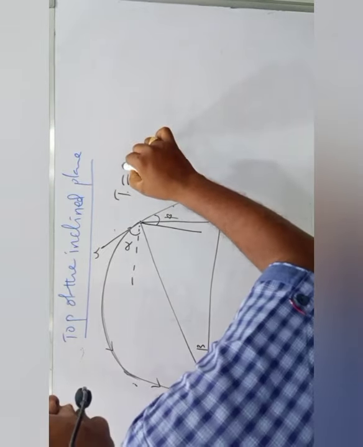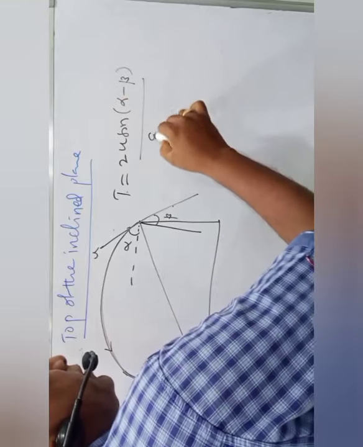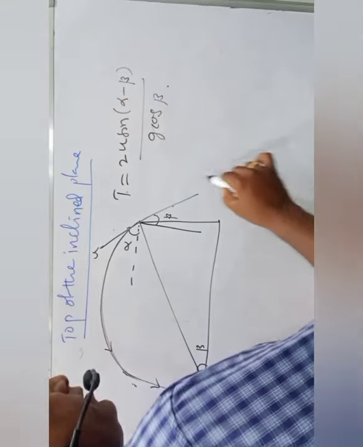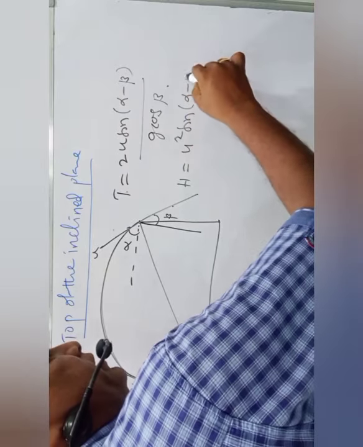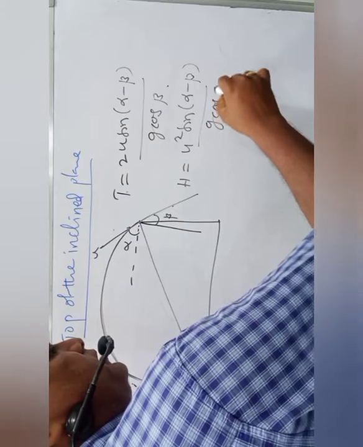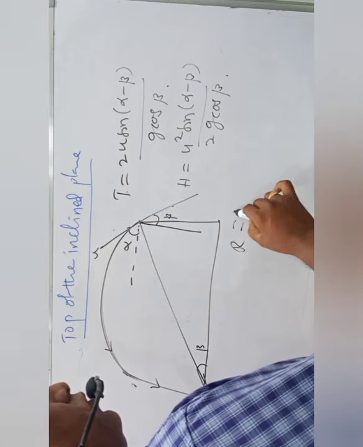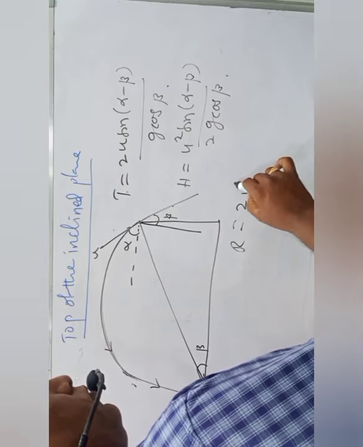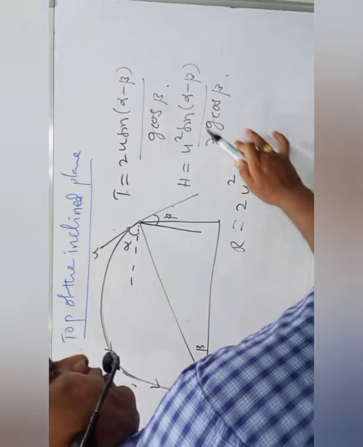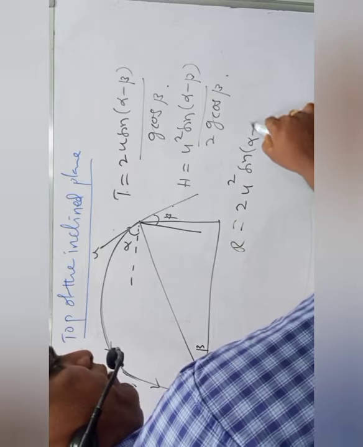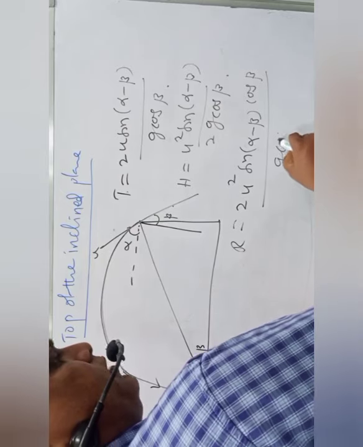Time of flight T is equal to 2u sin(alpha minus beta) by g cos beta, and maximum height H is equal to u square sin square(alpha minus beta) by 2g cos beta, and range is equal to 2u square sin(alpha minus beta) cos alpha by g cos beta.